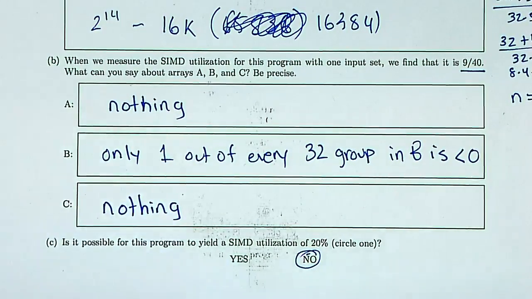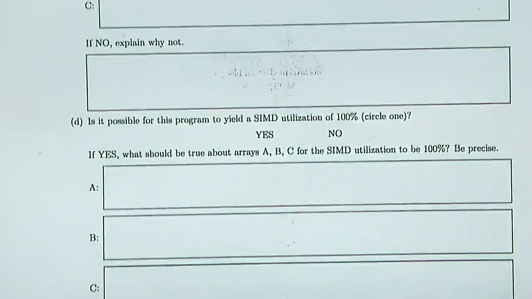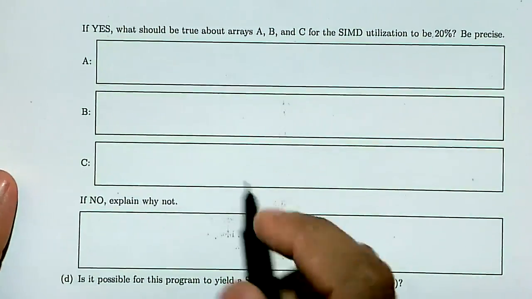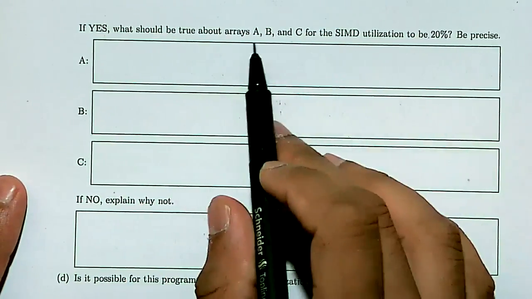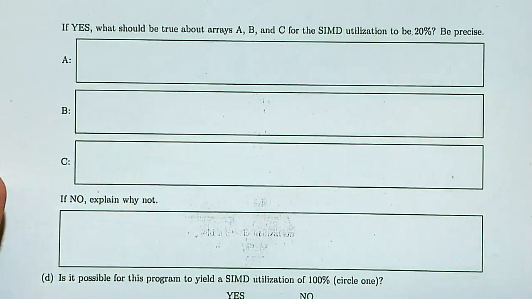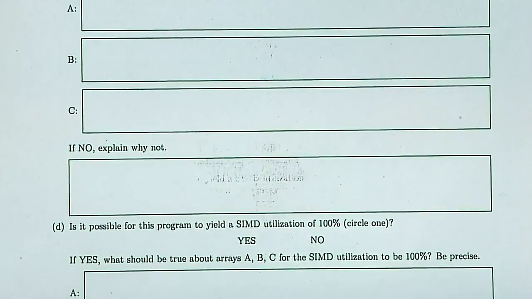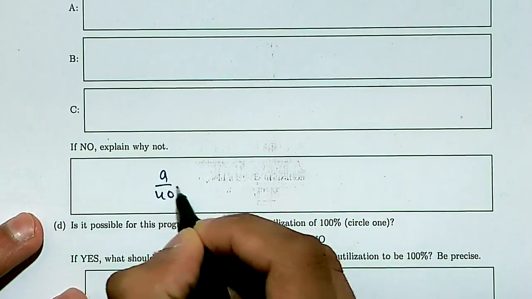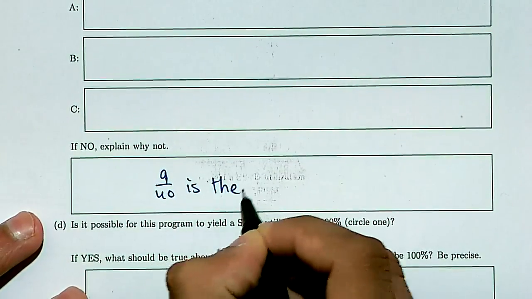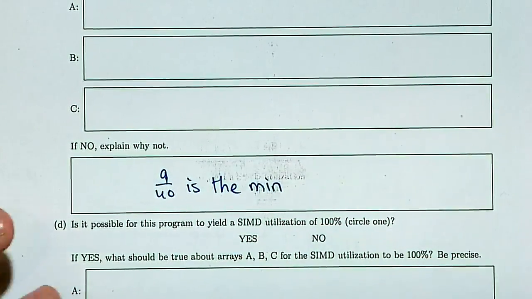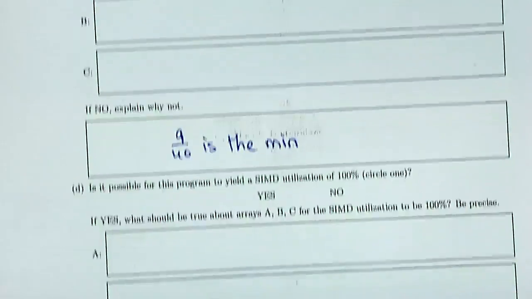So the next part of this question was also: if yes, what should be true about A, B, and C to be 20%? And so we said that it's not possible. So if no, explain why not. And this is because 9 out of 40 is the minimum, right? 9 out of 40 is already the minimum. You can't get any lower than that.